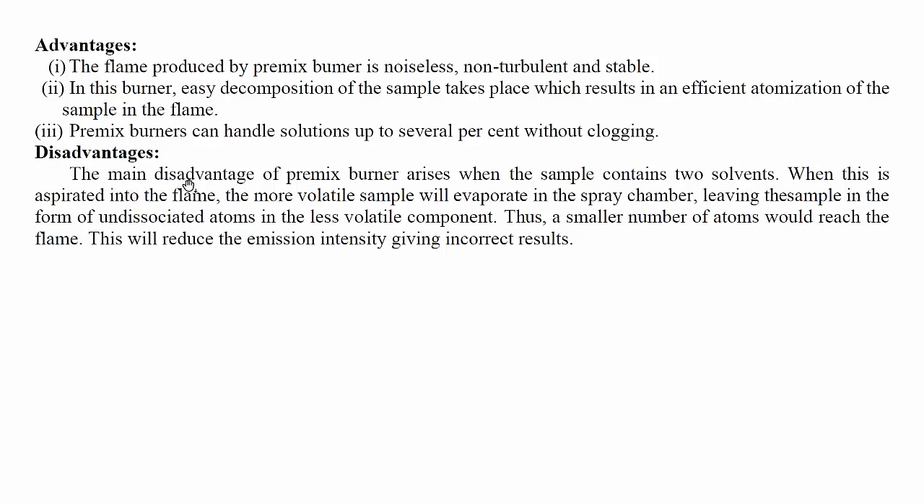Disadvantages. The main disadvantage of the premix burner arises when the sample contains two solvents. When this is aspirated into the flame, the more volatile solvent will evaporate in the spray chamber, leaving the sample in the form of undissociated atoms in the less volatile component. Thus, a smaller number of atoms would reach the flame. This will reduce the emission intensity, giving incorrect results.